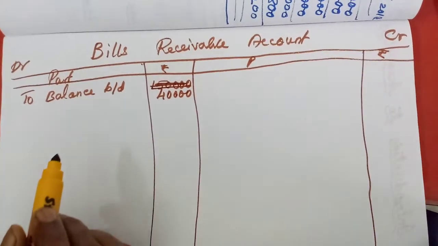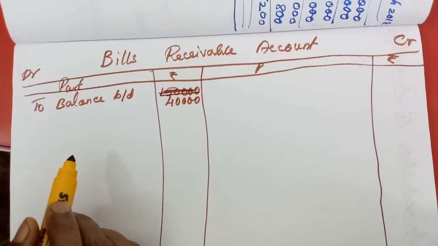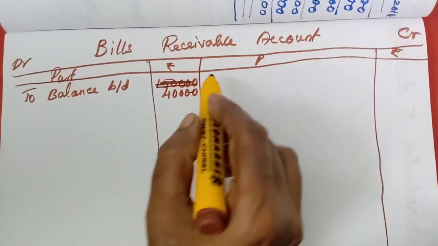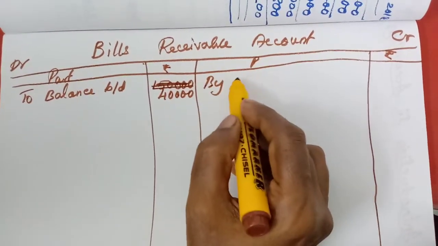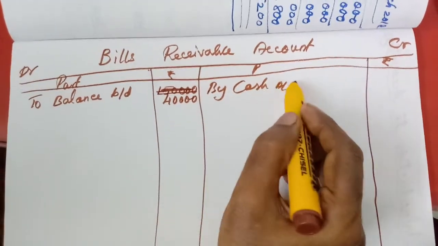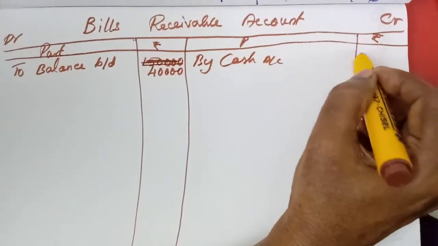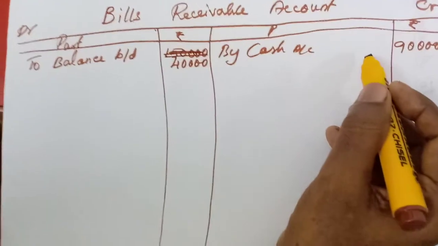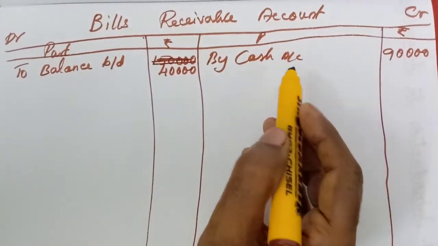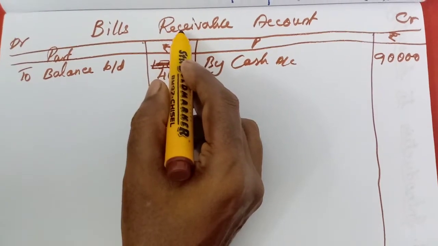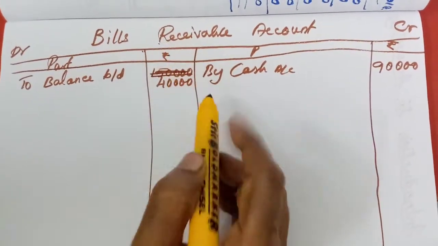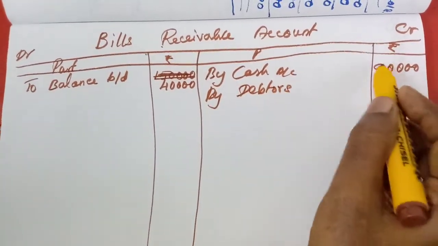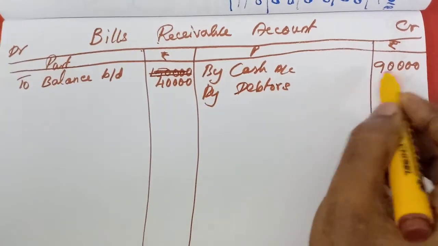Then after bills receivable, cash received from debtors will not come here. Then cash received for bills receivable. What is the entry? Cash account debtor to bills receivable. So by cash account 90,000. Then bills receivable dishonored. Dishonored, again we have to debit the debtors account and credit the bills receivable account. So credit bills receivable, by debtors 10,000.